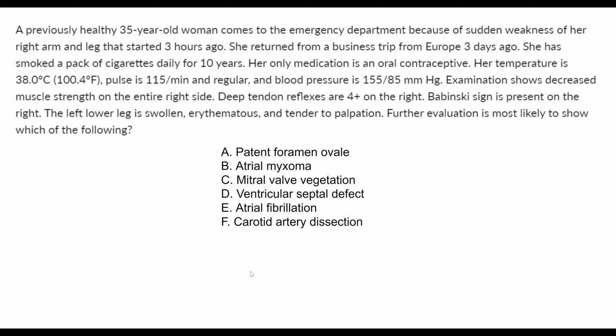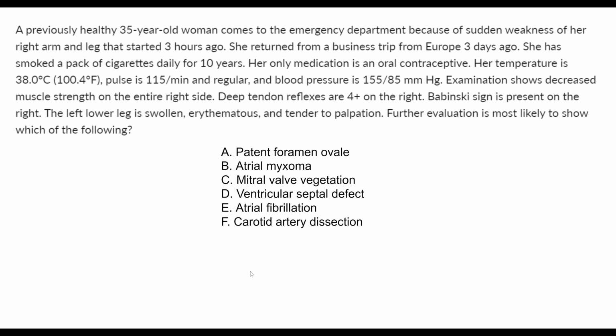So for this one, we have a sudden weakness of her right arm and leg that started 3 hours ago. A 35-year-old woman, previously healthy, so no issues, but suddenly she has sudden weakness of her right arm and leg that started 3 hours ago. She returned from a business trip from Europe 3 days ago.